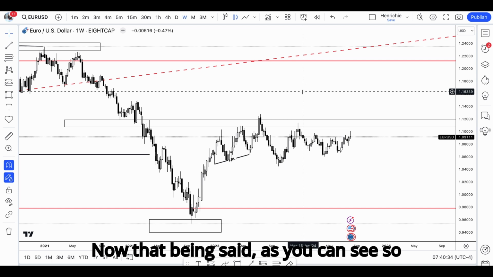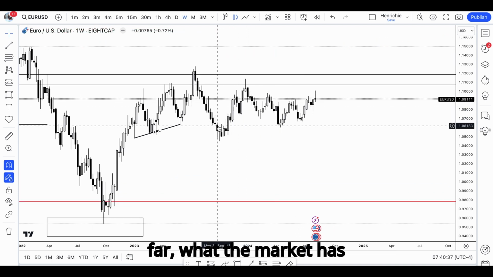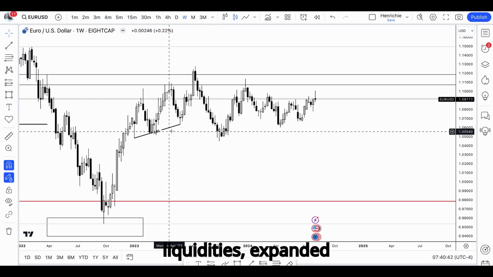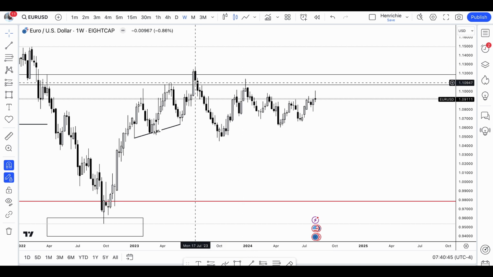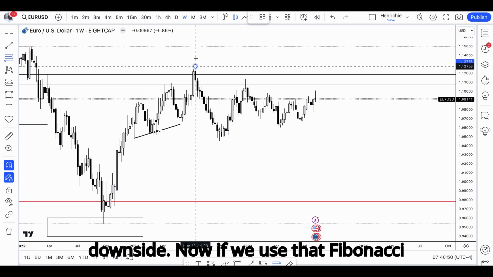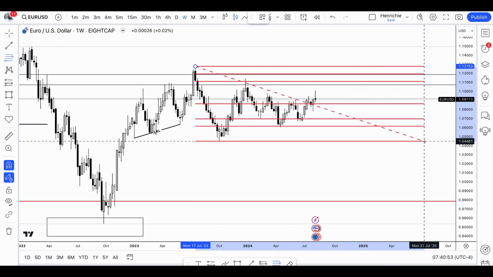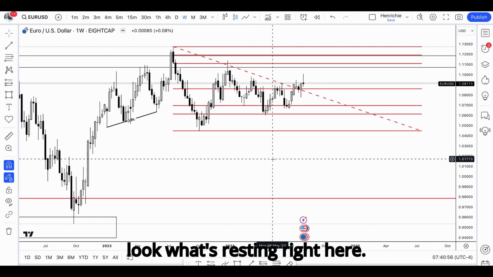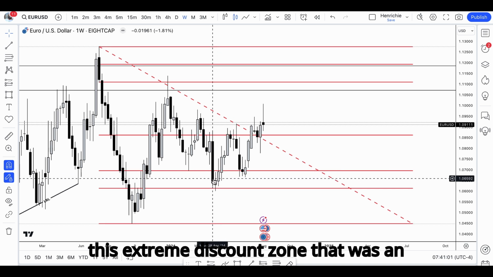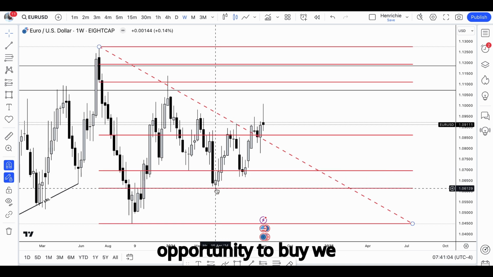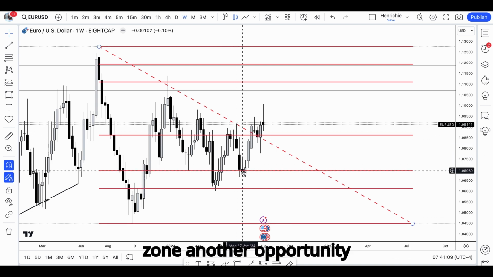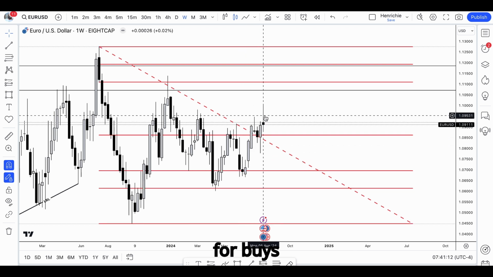Now that being said, as you can see so far, what the market has been doing, how the market came to the downside, took out those liquidities, expanded into this inefficiency, displaced to the downside. Now, if we use that Fibonacci from the high to the low, look what's resting right here. Extreme discount zone. We came into this extreme discount zone. That was an opportunity to buy. We came back down into the extreme discount zone. Another opportunity for buys.